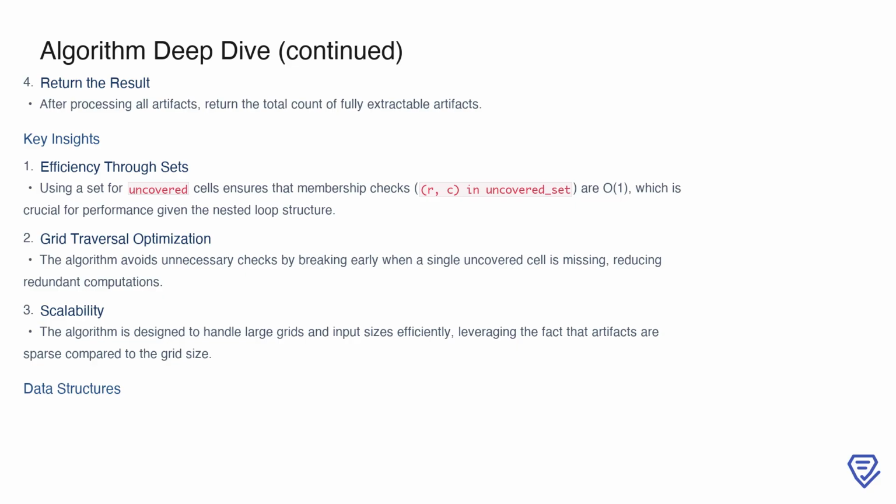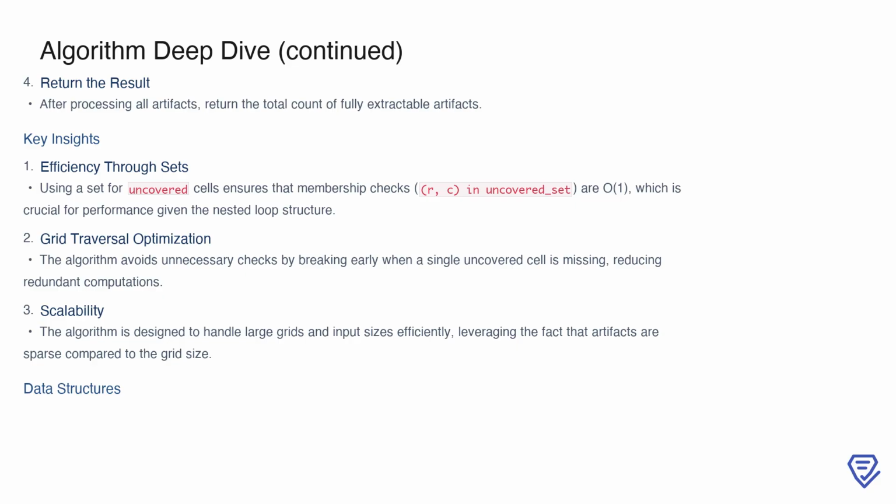After processing all artifacts, we return the total count of fully extractable artifacts. This count represents the number of artifacts for which every occupied cell was found in the set of uncovered cells. The efficiency of this algorithm relies on a few key insights. First, using a set for uncovered cells ensures that membership checks are performed in constant time. This is crucial because the nested loop structure involves multiple such checks.